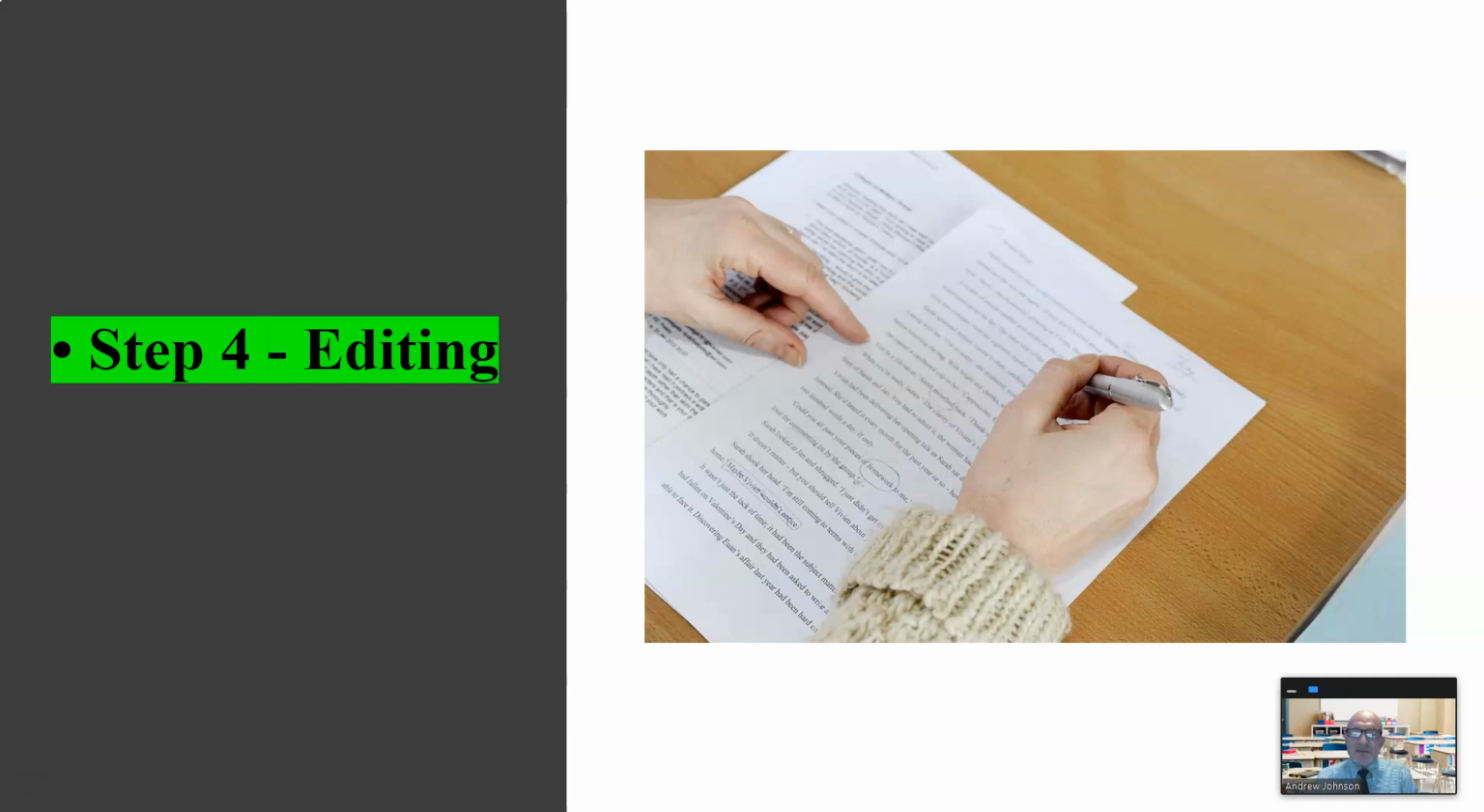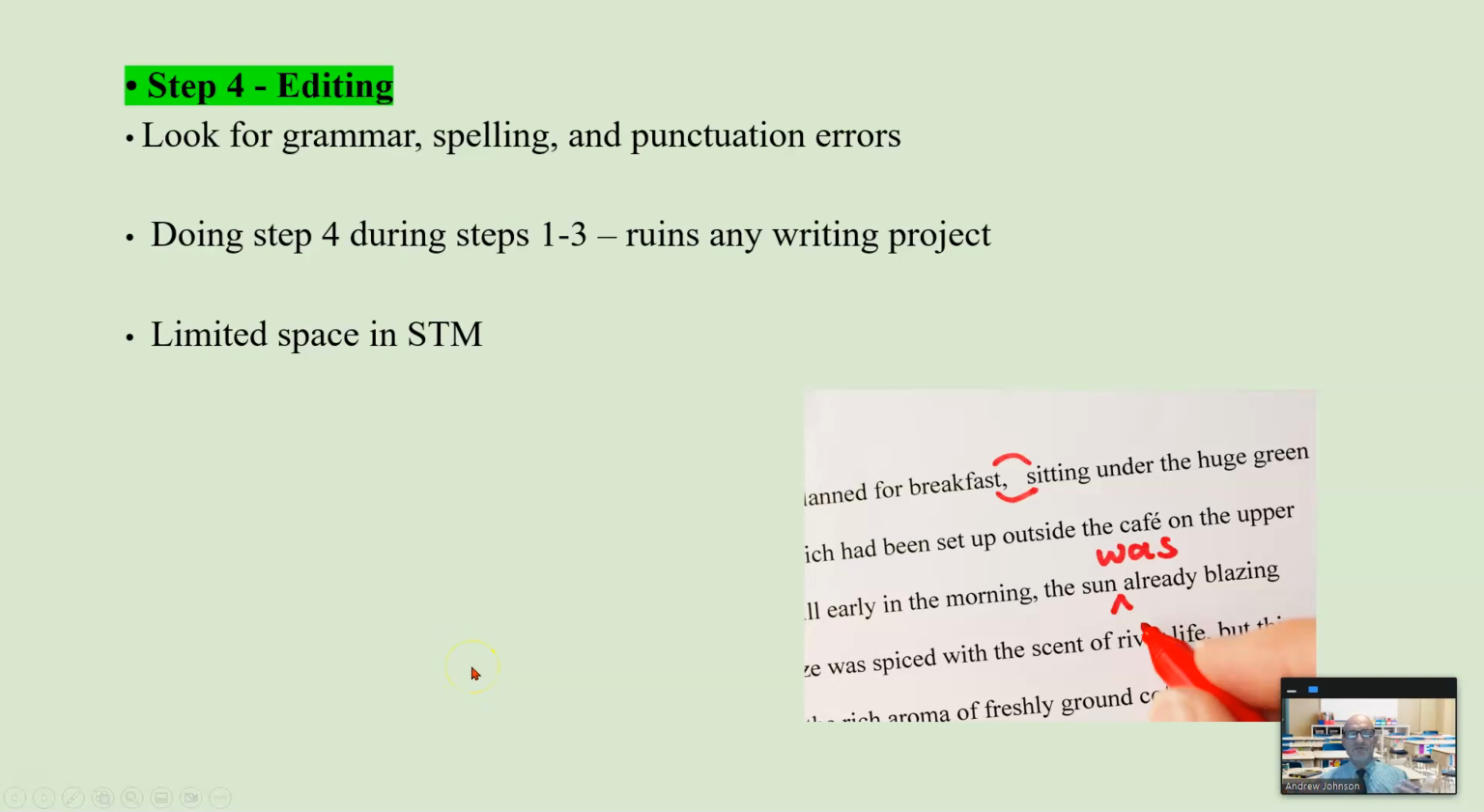We are talking about how to teach writing. You teach the process to develop the skill. You teach the 5 steps: pre-write, draft, revise, edit, share, publish. This is step 4, edit. And one way to screw up the writing process is to get students editing during steps 1, 2, or 3. You do not edit until step 4. And editing is where you look for grammar, spelling, and punctuation errors.